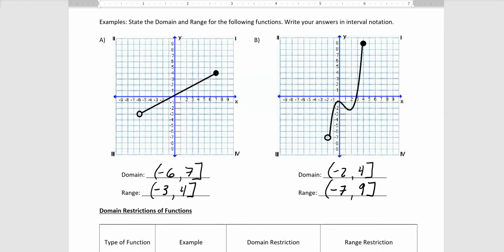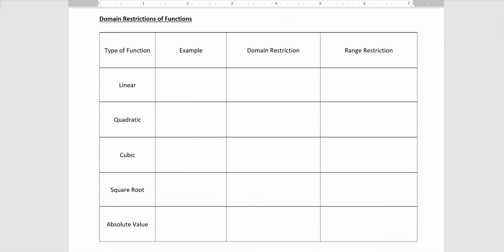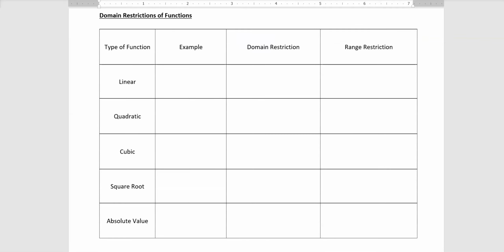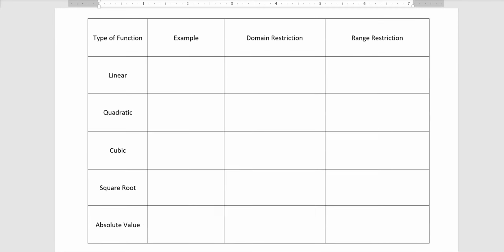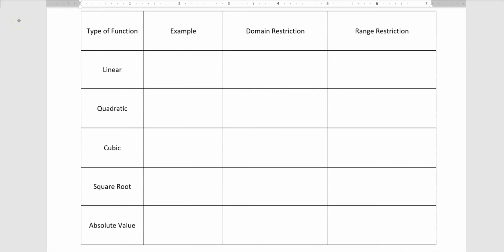Let's talk about domain and range from equations though. So in this unit, we're really going to focus on 5 different types of functions: linear, quadratic, cubic, square root, and absolute value. So if I want to start by looking at linear functions, let's think about a line. Think about the line maybe y equals mx plus b.